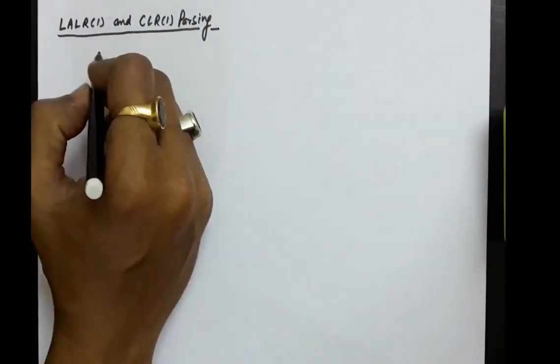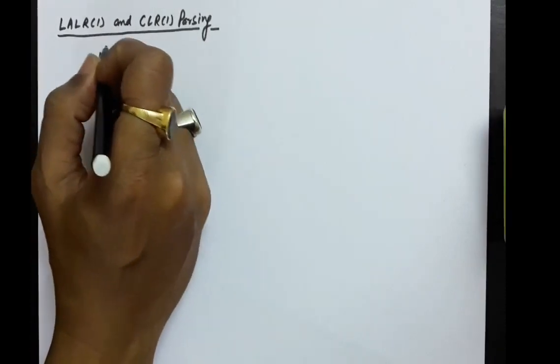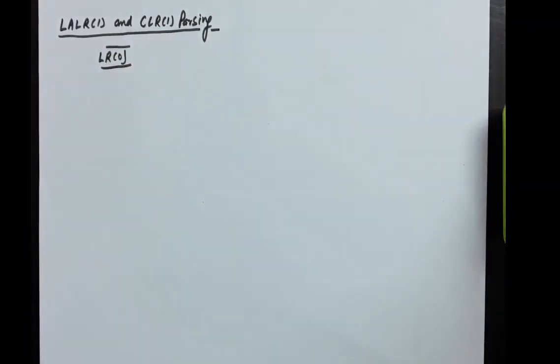So in this lecture we will learn about the LALR(1) and CLR(1) parsing table. To understand LALR(1) and CLR(1) parsing, you must have knowledge about LR(0) parsing also. You may view my previous lectures where we discussed LR(0) and SLR(1) parsing.